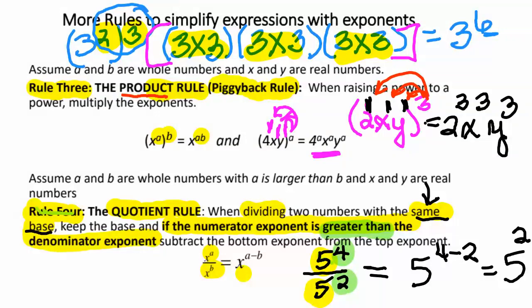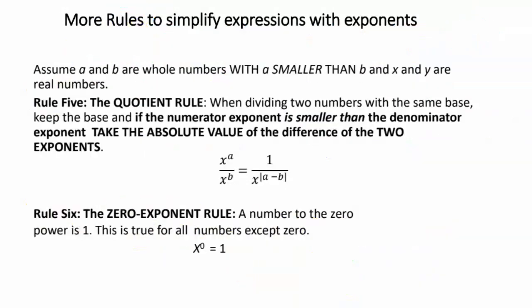Okay. Rule number 4 is quotient. I have a fraction. The bases are the same. And notice there are no parentheses around here. Rule 2 had parentheses around the fraction. This has no parentheses. Now, watch the difference between Rule 4 and Rule 5. This is also known as the quotient rule. But here is the little catch.